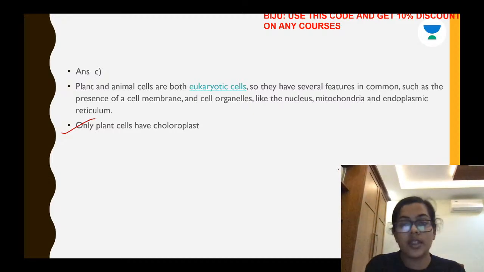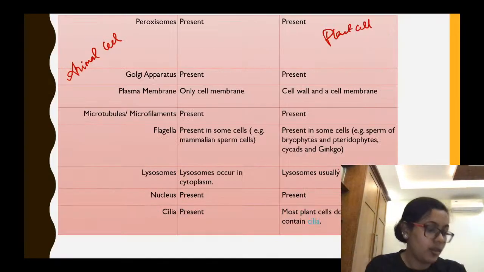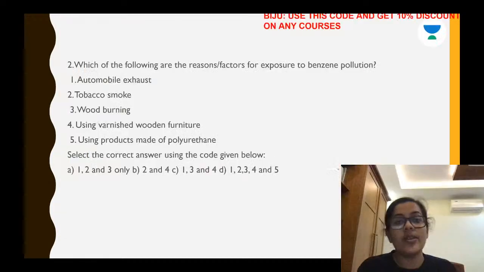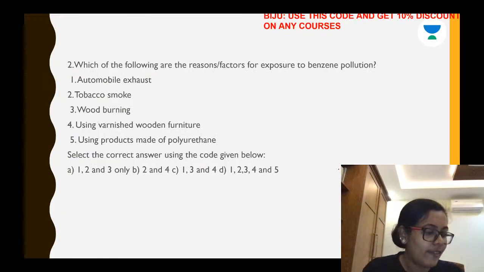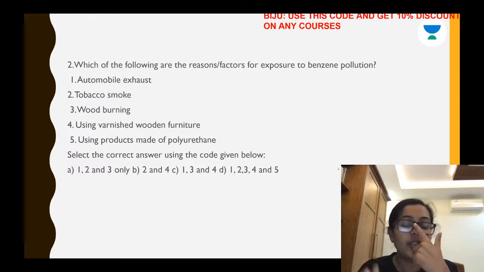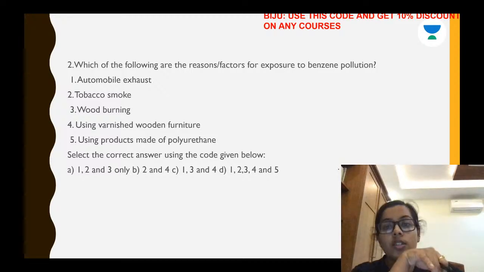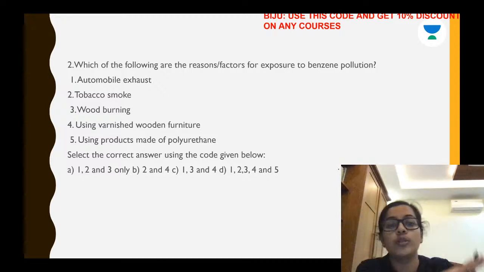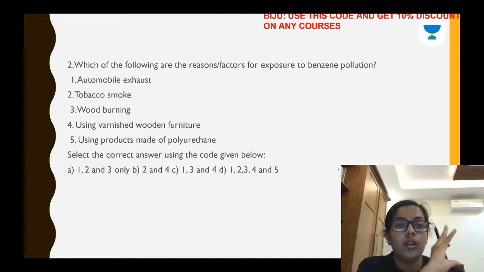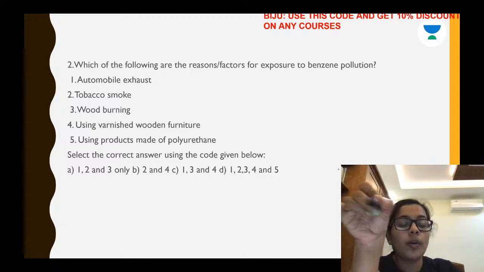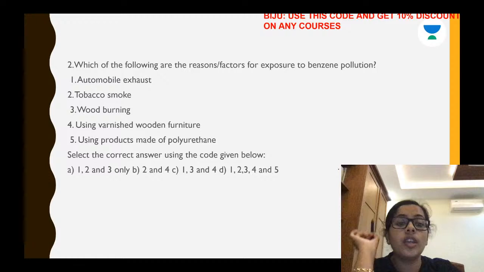Good evening. I have taken a question from biology. I know I haven't discussed biology and all, but I have discussed ecology and environment with you in detail, so we can get answers. Which of the following are reasons or factors for exposure to benzene pollution? The options: automobile exhaustion, tobacco smoking, wood burning, using varnish, wooden furniture, using products made of polyurethane. So this is our question.